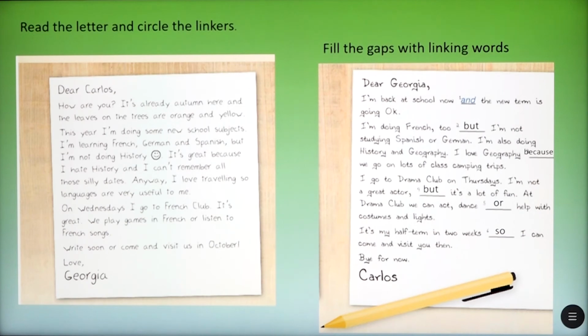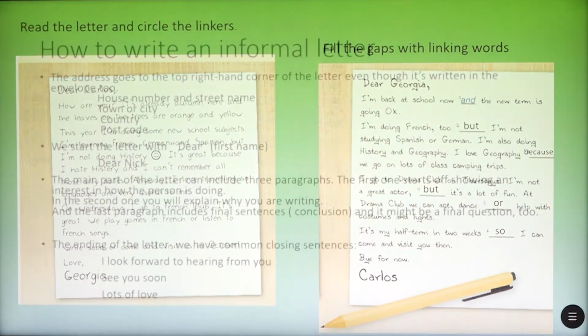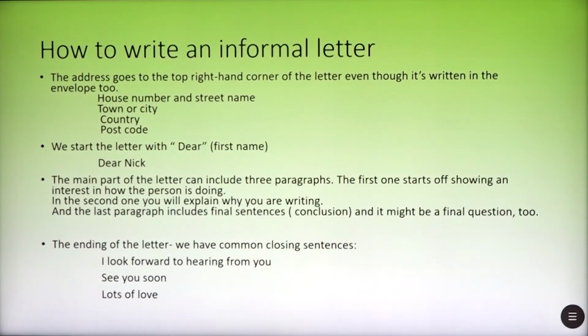Bye for now, Carlos. So the linking words that we used here are and, but, because, but, or, and so. We will go through some tips on how to write an informal letter, starting with the address. The address goes to the top right-hand corner of the letter, even though it's written on an envelope. So even if it's written on the envelope, you have to add the address, starting with the house number and street name, then town or city, then country, and the last one is postcode.